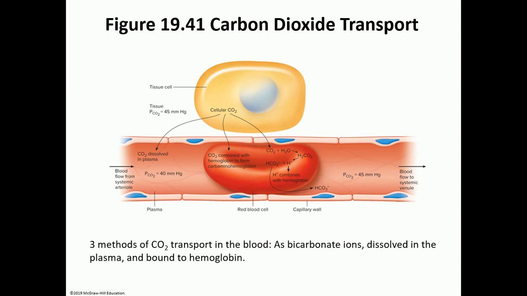Okay, so you can see in this picture the 3 different ways to carry carbon dioxide, either dissolved in plasma or combined with hemoglobin to make carbaminohemoglobin, or this reaction that we just talked about. It's a reversible reaction. So as it leaves the tissue, it is leaving as HCO3 and hydrogen. When we get to the lungs, this reaction goes backwards and we make the carbon dioxide again that can diffuse into the air sac.